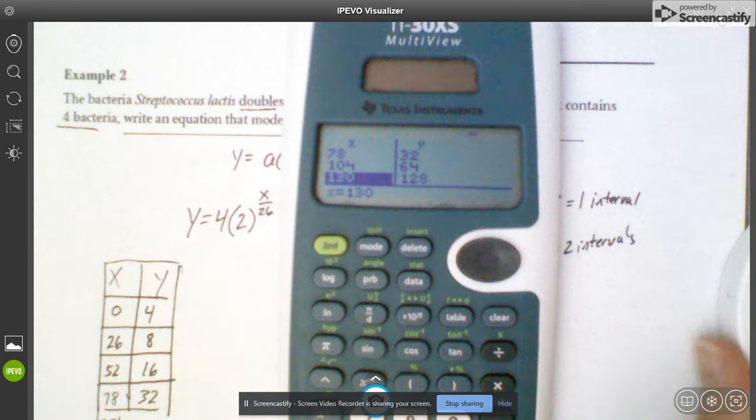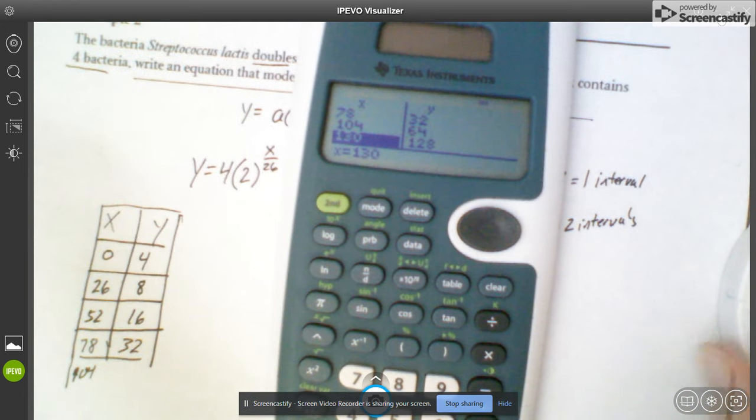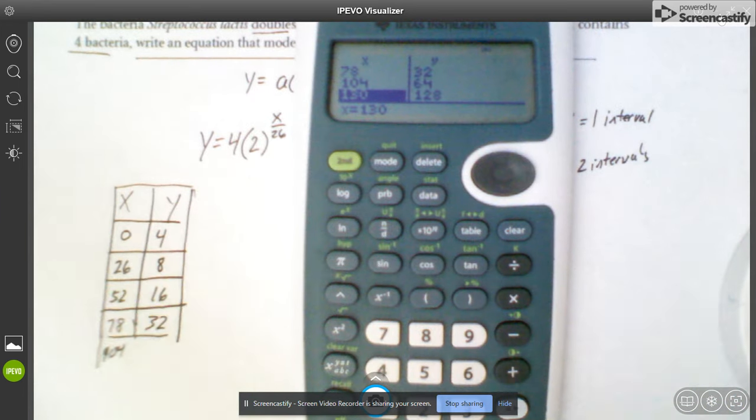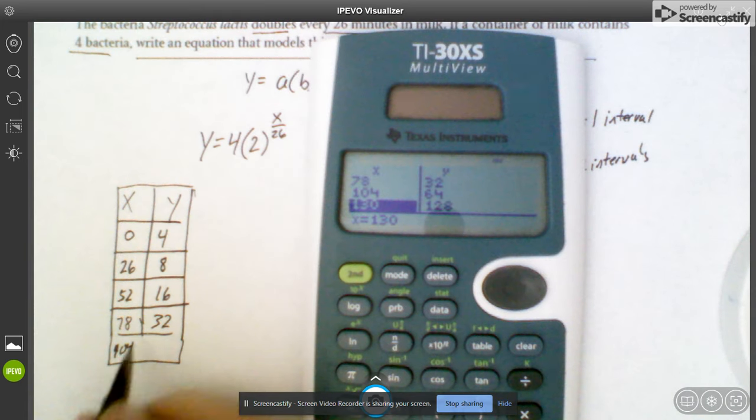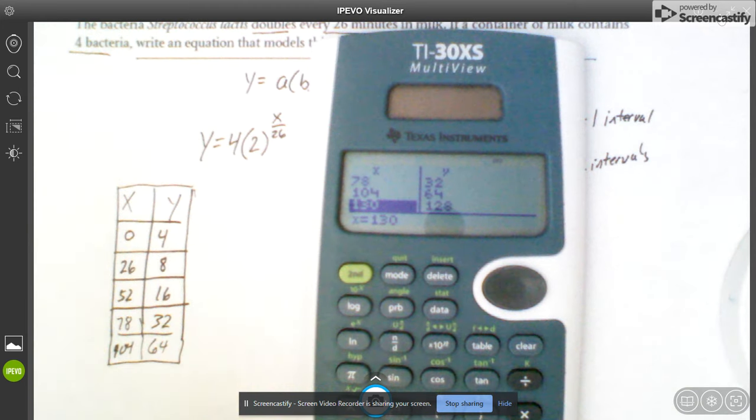We'll write down 104, and I'm going to have to adjust my camera here a sec. So 104 goes with 128. I'm sorry, 64. And then 130 goes to 128. You'll see that last one wouldn't fit on my graph, so I'm going to leave it off.